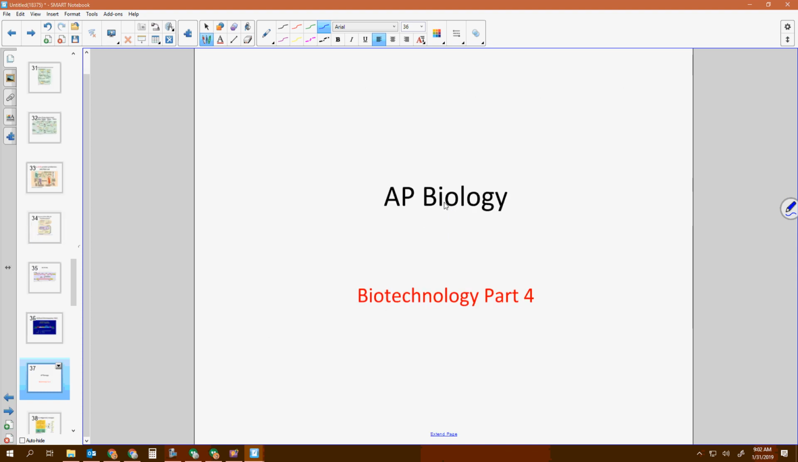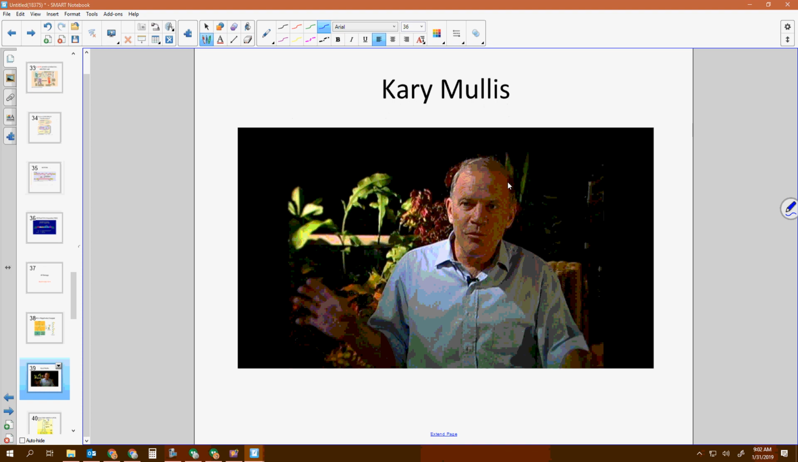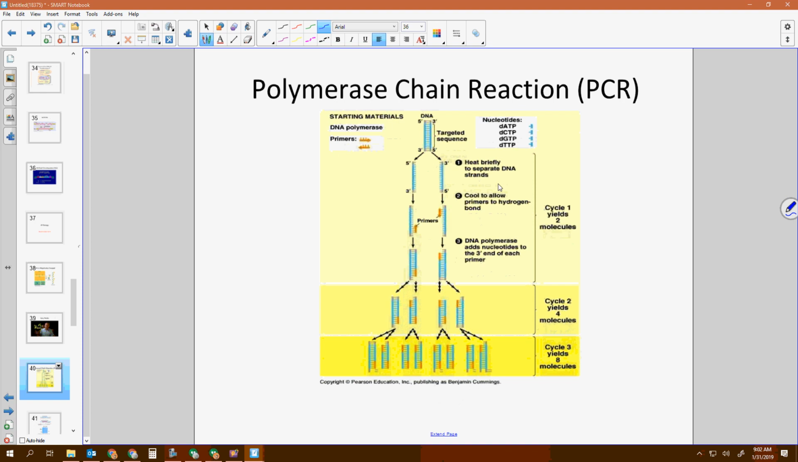And lastly, for part 4, just a couple of things to talk about. This guy invented a technique called polymerase chain reaction. Look at the words: polymerase. Polymerase creates DNA in DNA replication. Chain reaction is something that happens more than once, and each time it happens, it builds and gets bigger.